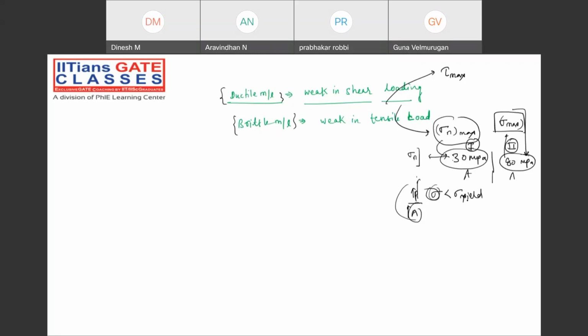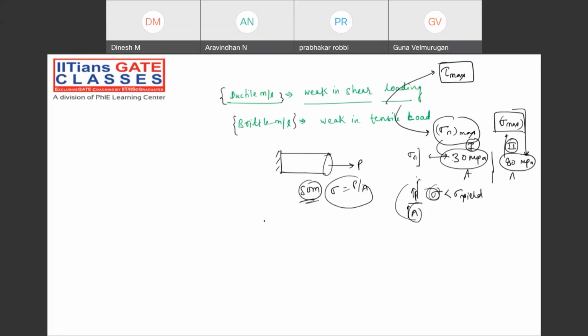That's the reason we find that for the brittle material, the most suitable diameter will be decided based on what? Maximum normal stress, which can be calculated as 80 megapascal. Ductile material can be calculated by what? Tau maximum. Because suppose you take any ductile material and apply the loading condition like this, and according to SOM, sigma will be coming as P by A.